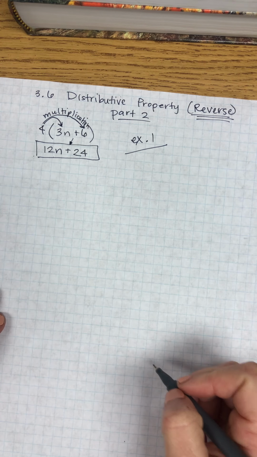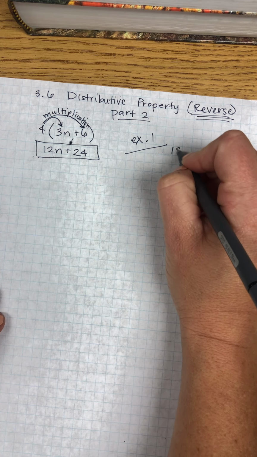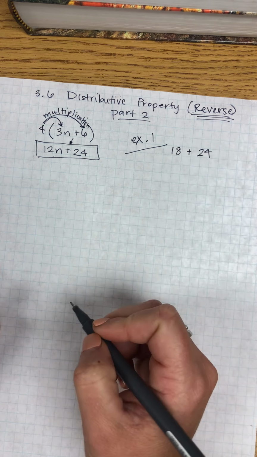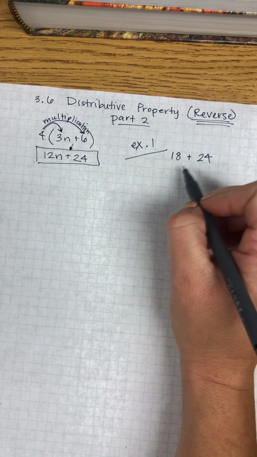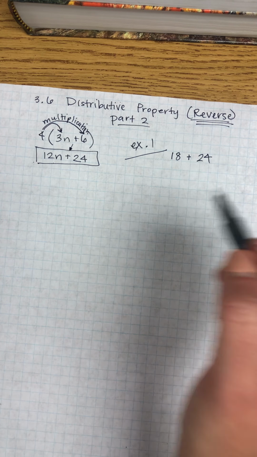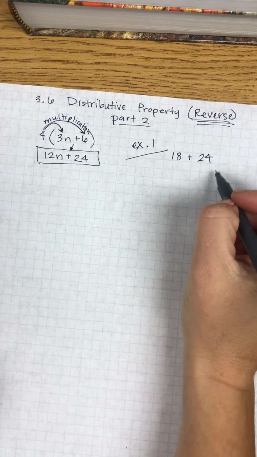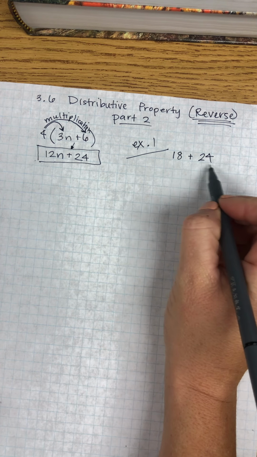Okay. So today you're going to get 18 plus 24. We're going to start without any variables, no letters for the beginning, okay? So we need to find a factor. We need to find what was the distributive property problem. This is the answer. So what goes into both 18 and 24?